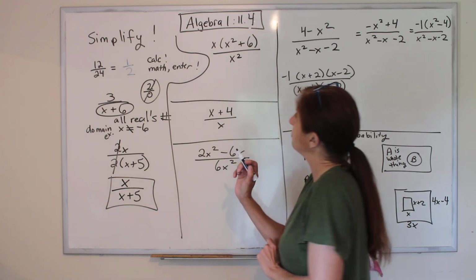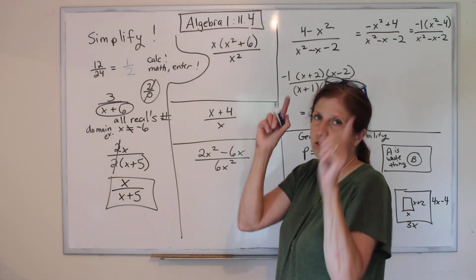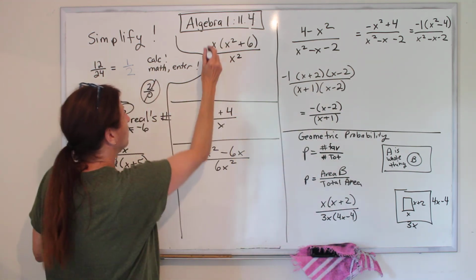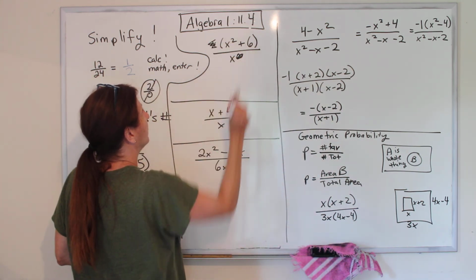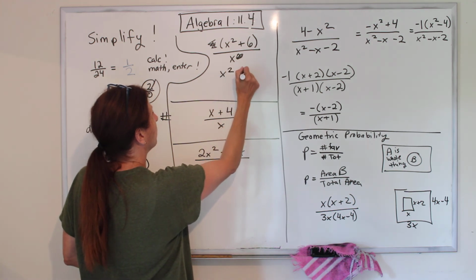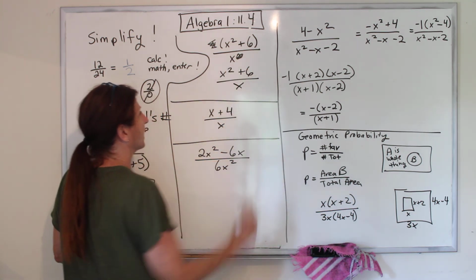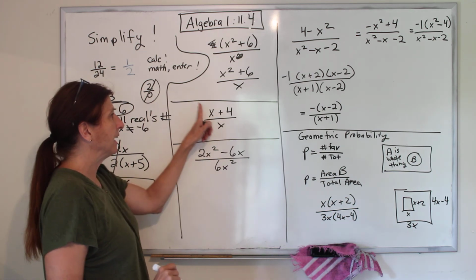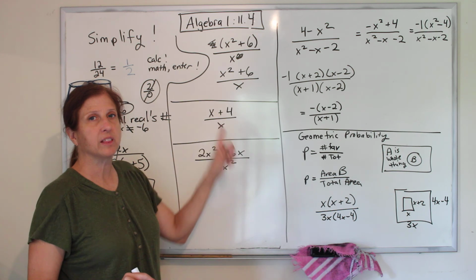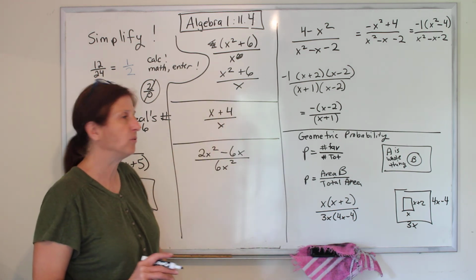How about this one? Can we mark out those x squareds? No, because of that plus. But this is a multiply. So we can mark out this x and one of those. And that's all we can do. So the answer is x squared plus 6 over x. How about this one? Can we mark out those x's? No, that's all you can do. That plus holds it with the 4.